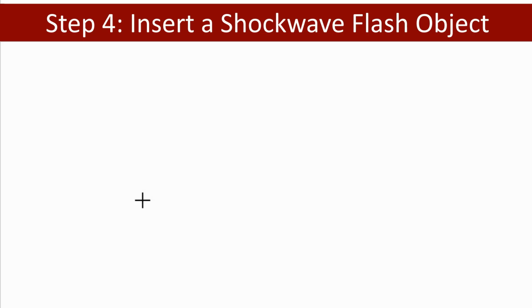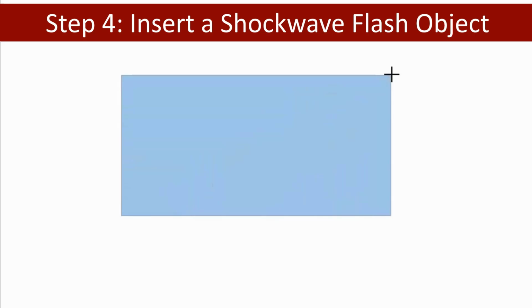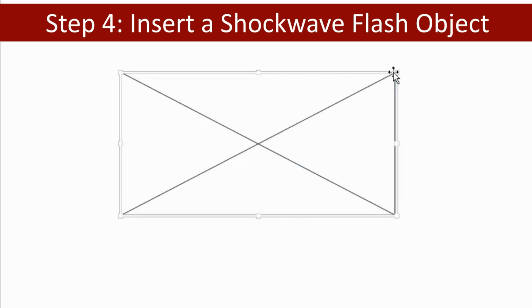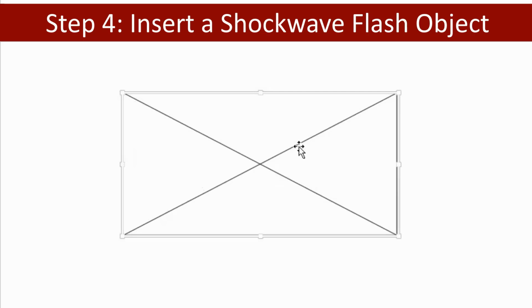To insert the Flash object, left-click, hold, and drag your cursor to the size of the video you want to display. Release it, and you will have a rectangle with a large X in the middle. This is your Flash object. You can move it by clicking and dragging it to the location where you want it to be.